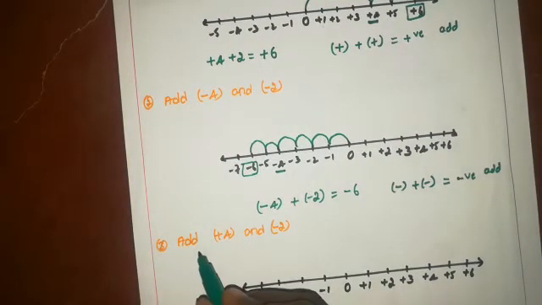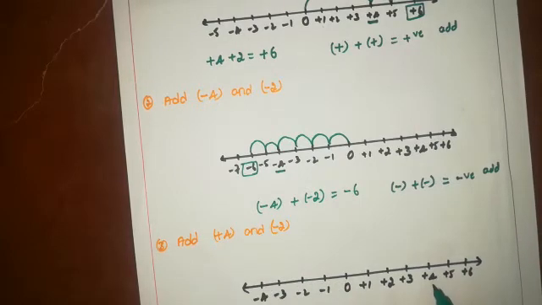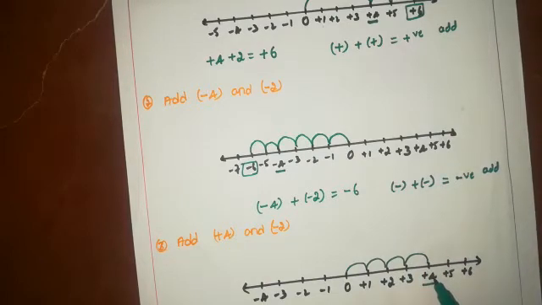Now at first we have to add plus 4, and now we have to represent the plus 4 on the number line. Here is plus 4, it means we have to move 4 steps: 1, 2, 3 and then 4. This is plus 4, okay.